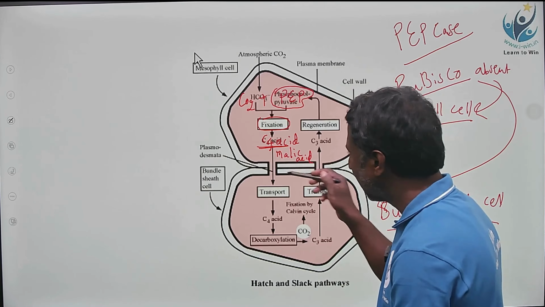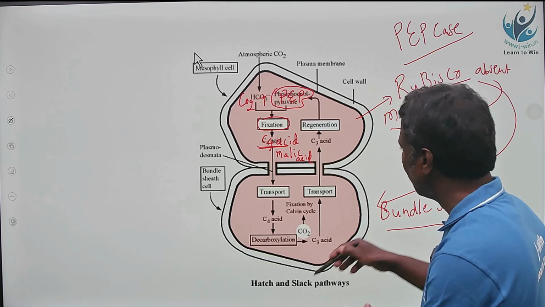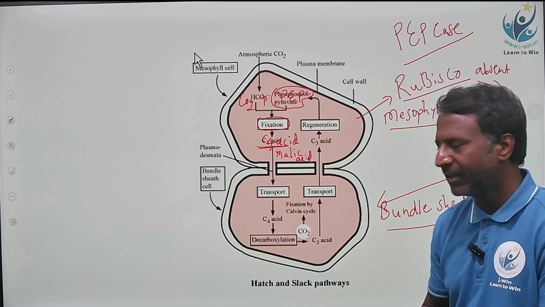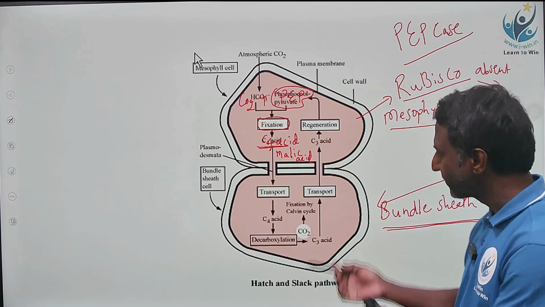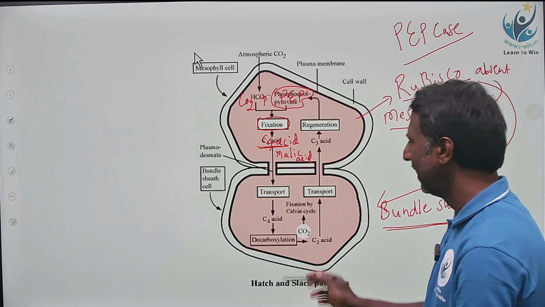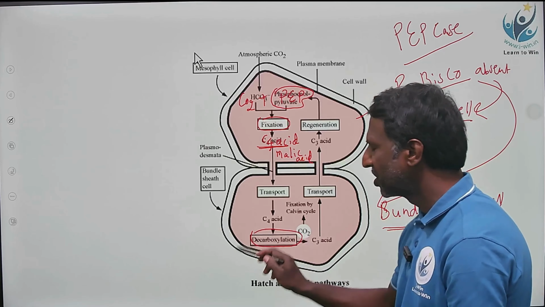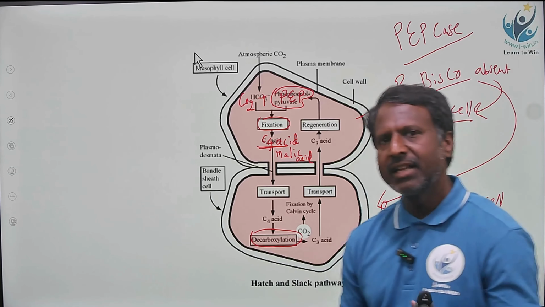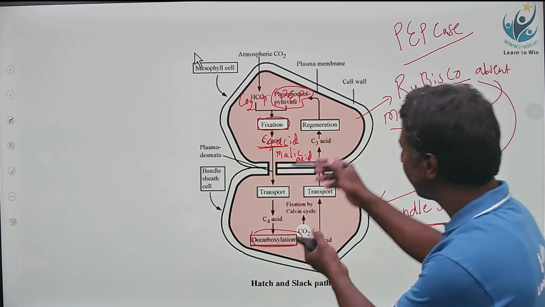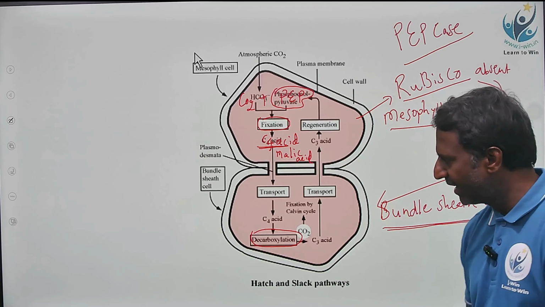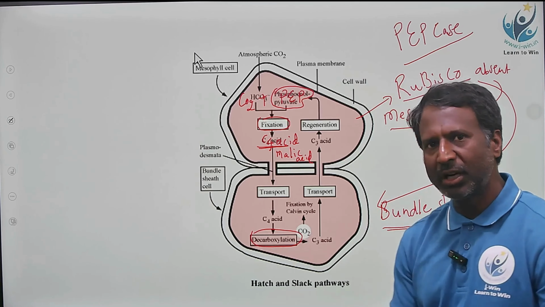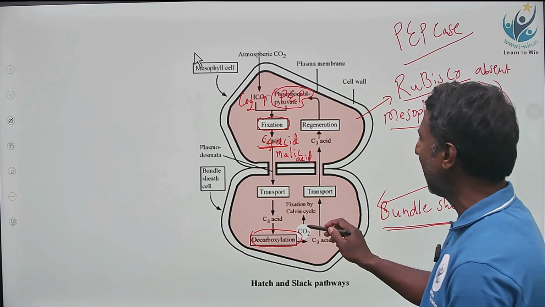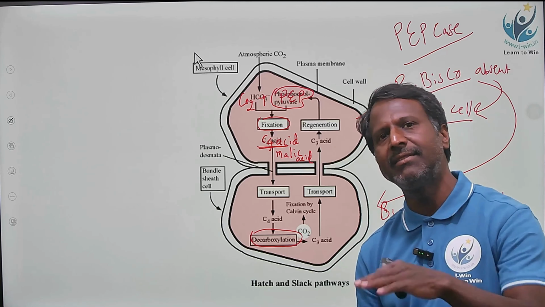Now this malic acid is then transported into another type of cell. That other type of cell is called the bundle sheath cell. In the bundle sheath cells, a decarboxylation takes place. That means a CO2 is removed from this malic acid, and the CO2 that is removed enters into the Calvin cycle.